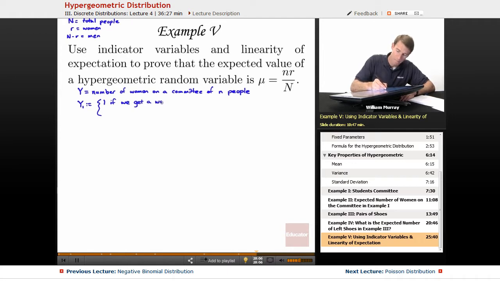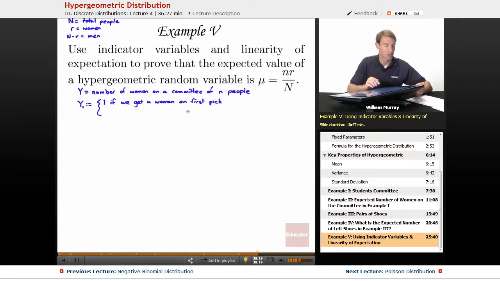So Y1 is defined to be 1 if we get a woman on the first pick. So we pick our first person to be on the committee. Y1 is an indicator variable. It's going to be a 1 if it's a woman, 0 if it's a man. You could say Y1 is the number of women we get on the first choice. So we either get 1 woman or we get a man, so that's 0 women.